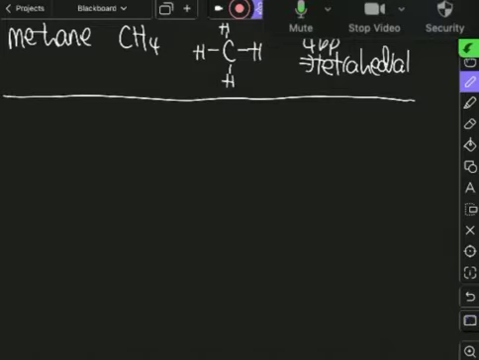Alrighty, so I've shown you methane here, 4 bond pairs. So what is the shape of something that is 4 bond pairs? Has to be tetrahedral.